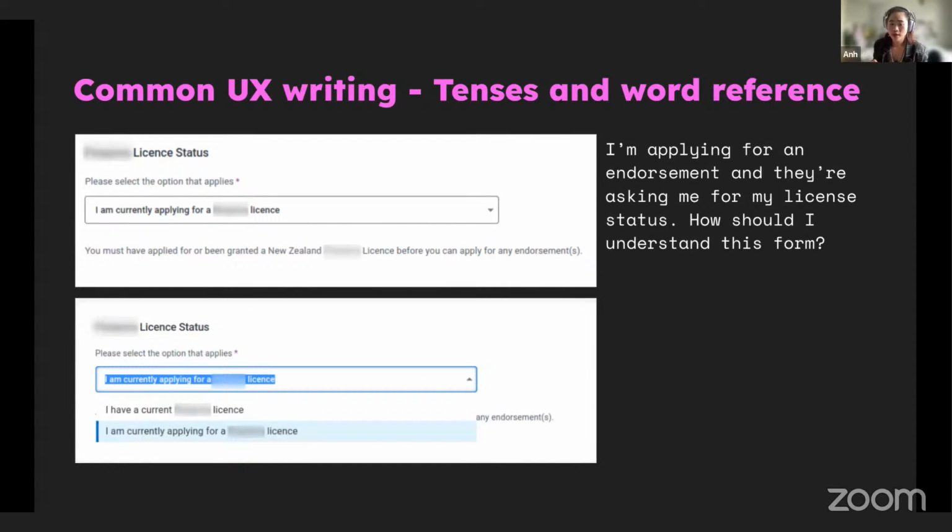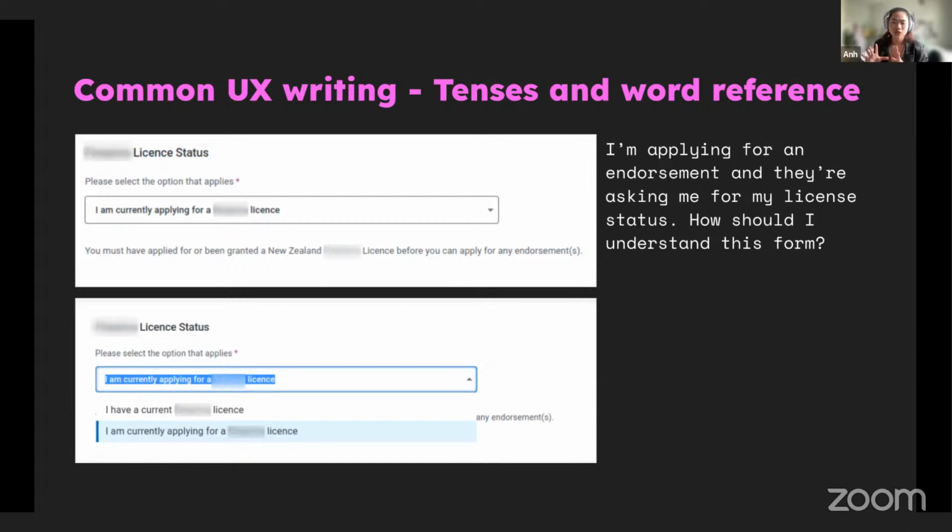And when you expand that drop down, you have two options: I have a current license, or I am currently applying for a license. And then there's an instruction at the bottom that says you must apply or been granted a New Zealand license before you can apply for any endorsement.